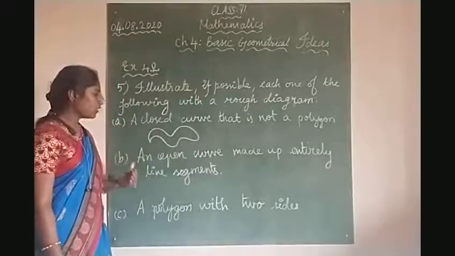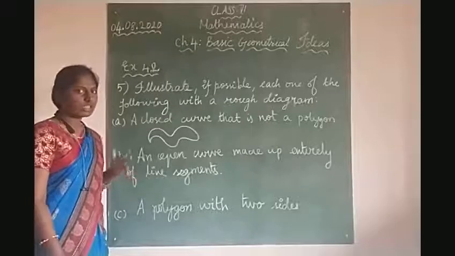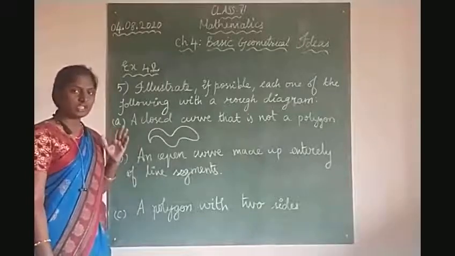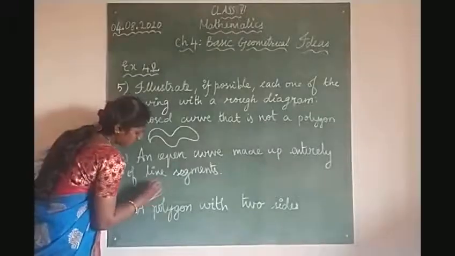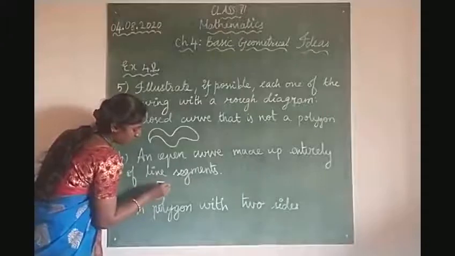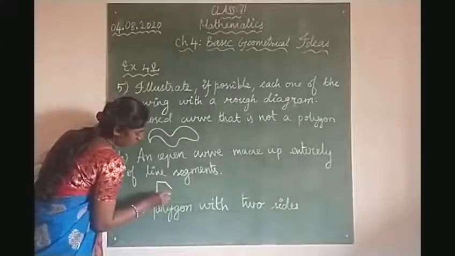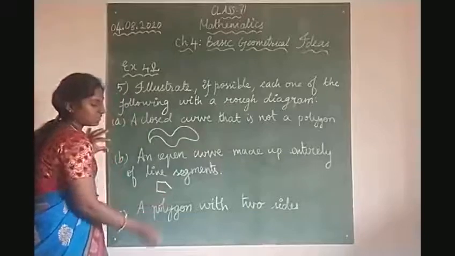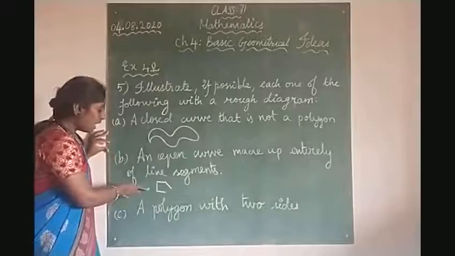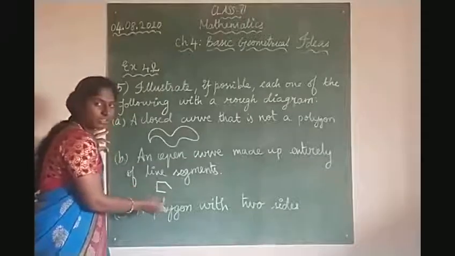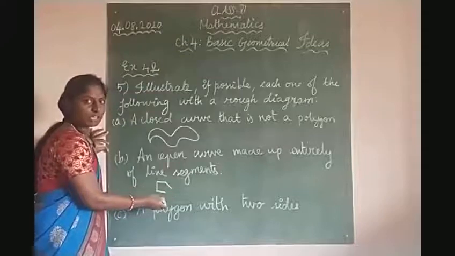Second subdivision, an open curve made up entirely of line segments. So it should be an open figure, but it should be made up of line segments. Let us draw 1, 2, 3, 4. After this I am not joining this part. Actually this is a pentagon. You all remember what a pentagon is, right? But I have drawn only 4 sides for it. If I am not joining this fifth side, then it is an open figure only, no?